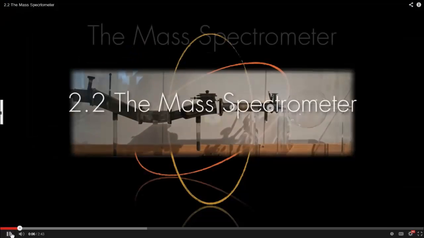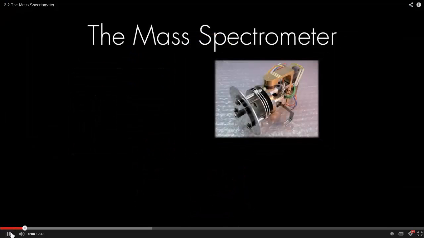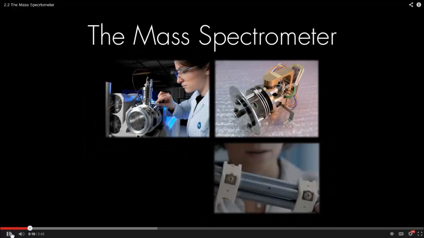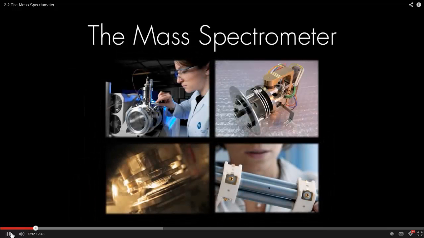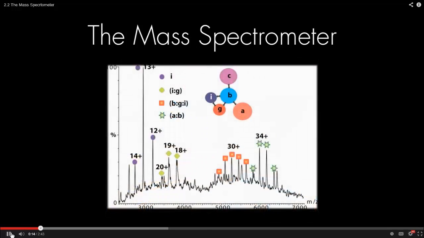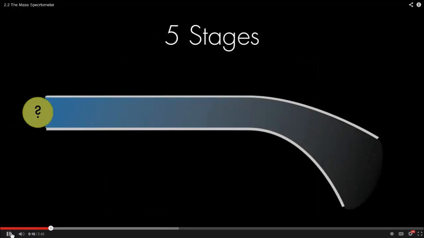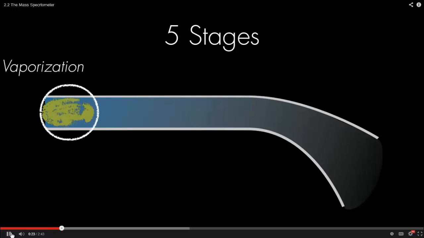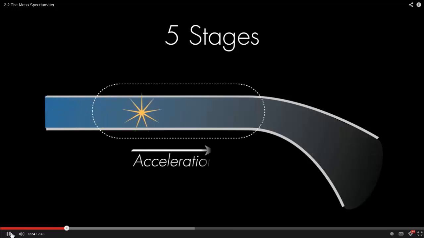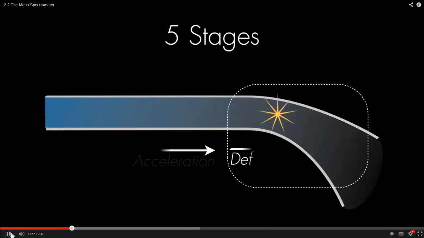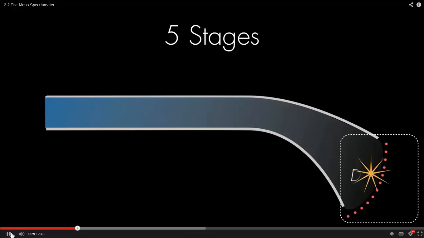The mass spectrometer is a vital instrument in many kinds of chemical analysis. But how does it work? And how do we interpret the data that we get from it? A mass spectrometer works in 5 stages. First, the sample is vaporized. Then it is ionized. Third, it is accelerated. Fourth, it is deflected. And fifth, it is detected.